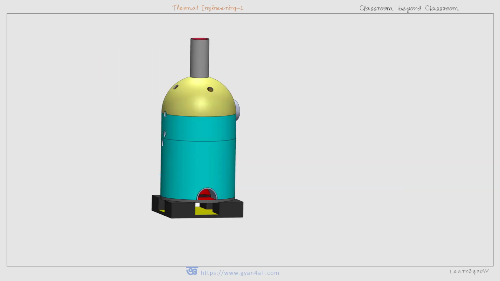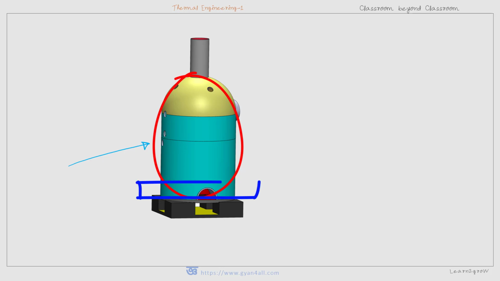So simple vertical boiler consists of a cylindrical cell. That is, it consists of a vertical cylindrical cell, and this vertical cylindrical cell is attached to the bottom of the furnace. So this is the furnace. At the bottom, this vertical cylindrical cell is attached.